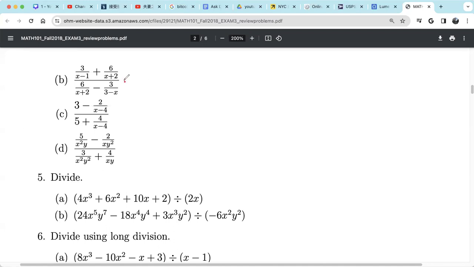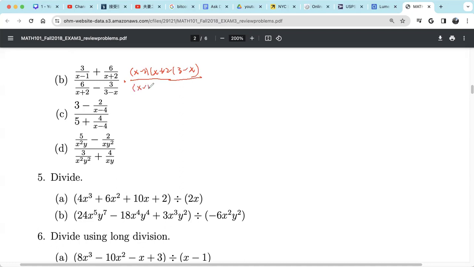So we're going to do the same thing for this. You can simplify the numerator first, then the denominator. Okay, you can do that. So I see in the denominator I have x minus 1, x plus 2, and 3 minus x. So I'm going to multiply the denominator and numerator by that: x minus 1, x plus 2, and 3 minus x. That's my least common denominator of all the denominators.